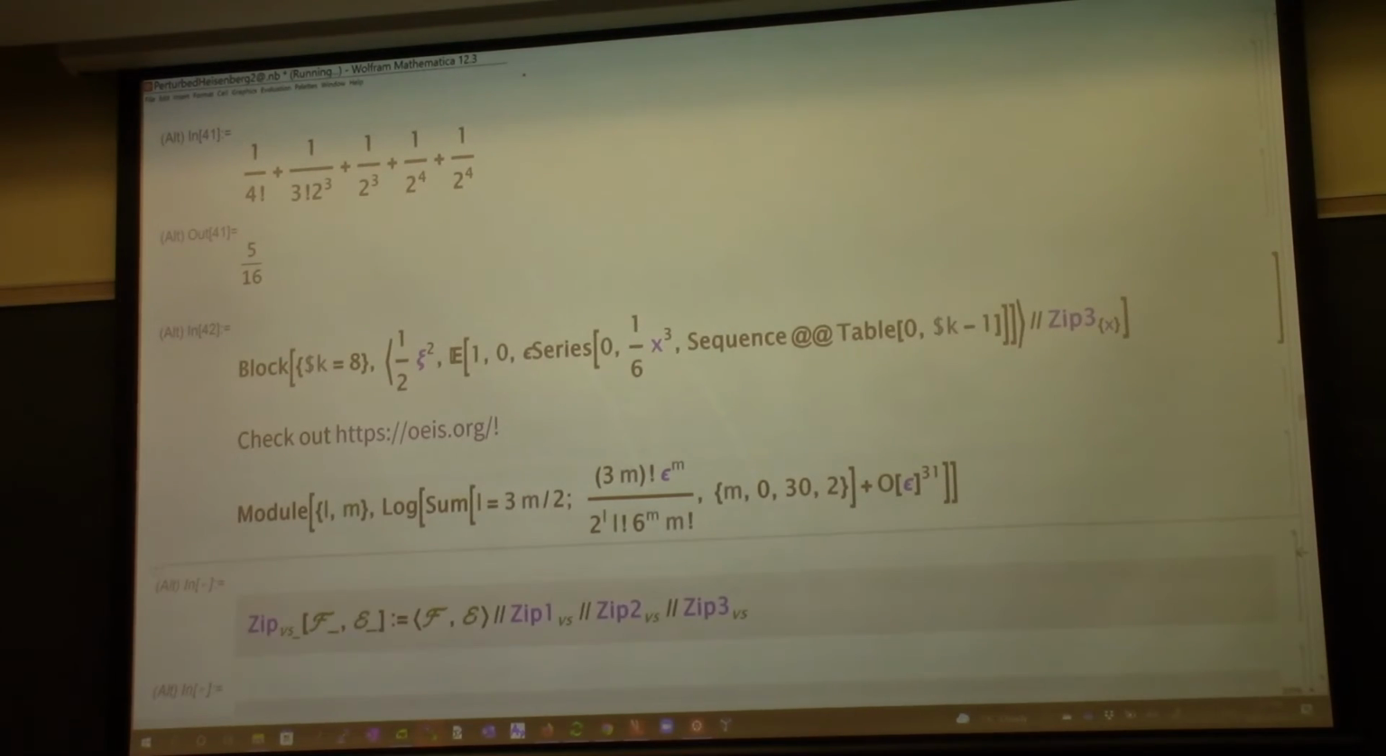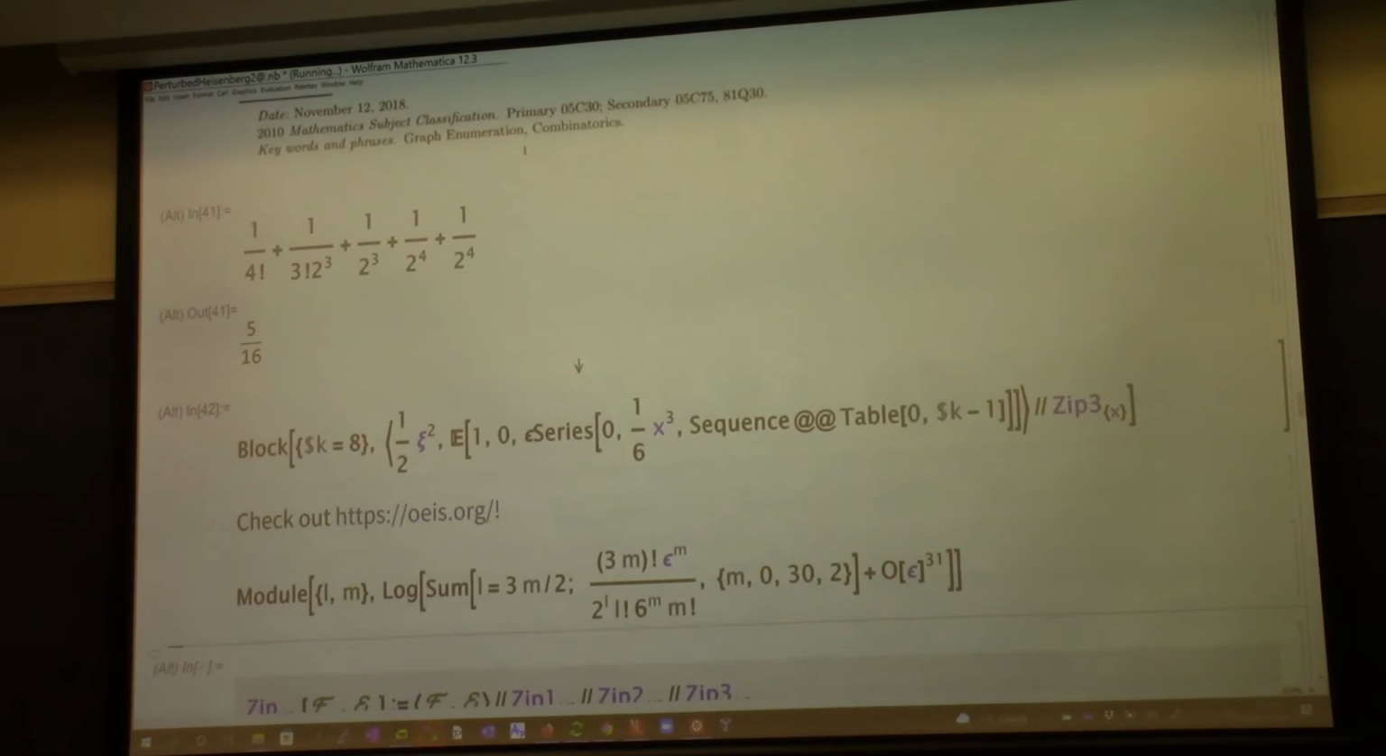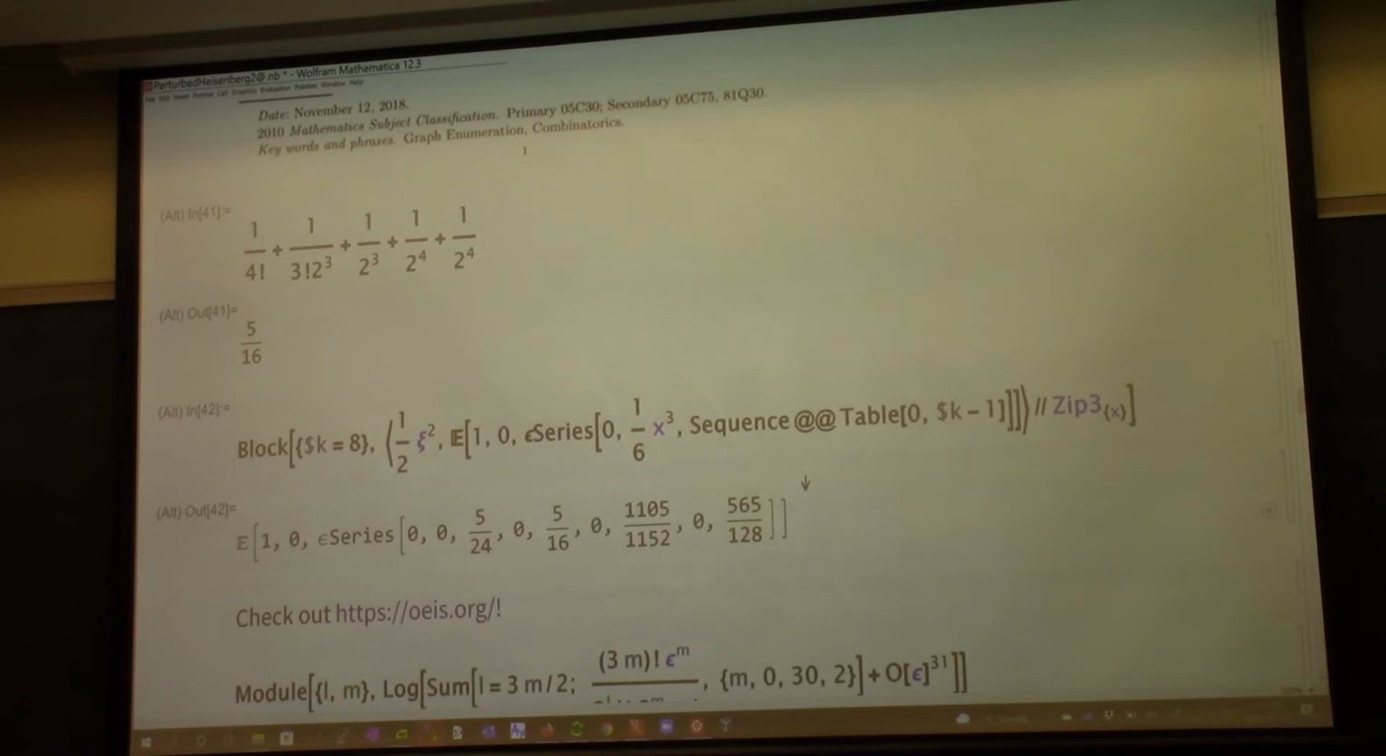Sorry, I'm still waiting for the computation to come out. It's a bit slow. Well, I didn't do it because there gets to be a very large number of graphs. Sorry, it's a bit slow. Oh, here it is.